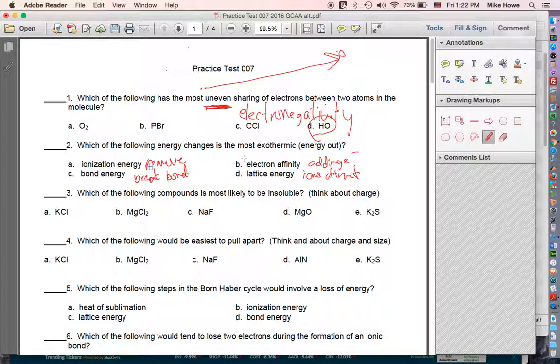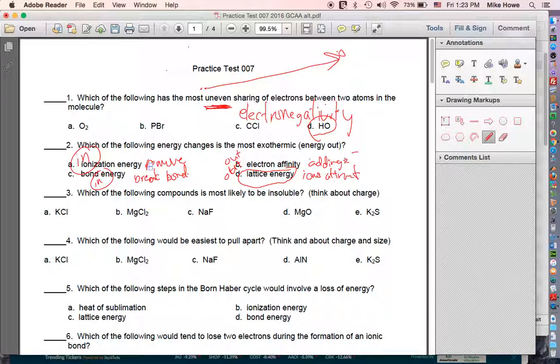Well, when we talked about the Born-Haber cycle, we know that ionization energy was always required, so energy in for that. To break a bond, energy is required, so energy would go in. Electron affinity and lattice energy both release energy usually. Lattice energy always releases energy, and electron affinity releases it most of the time. But the most exothermic part of the Born-Haber cycle was lattice energy.